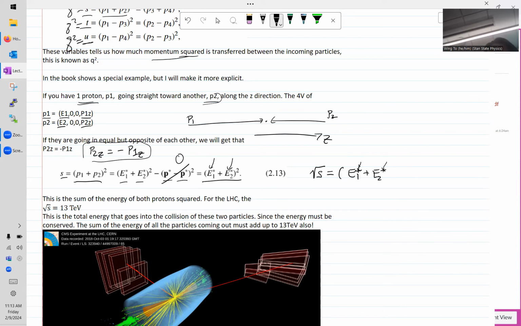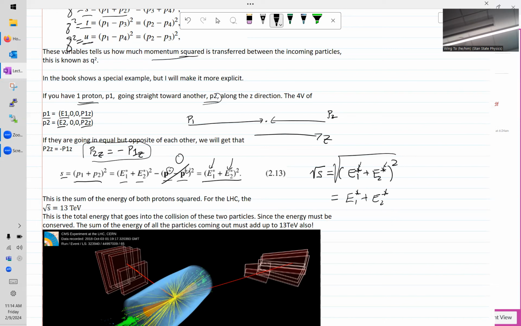This is just the 3-momentum magnitude. I don't think the E actually needs the star, because remember, P star means the magnitude of the 3-momentum, not the 4-momentum. You don't actually need the star here, but the book decided to do it, so I'm just going to follow that. Of course, if you square root both sides, you just end up with the energy of particle number 1 plus the energy of particle number 2.